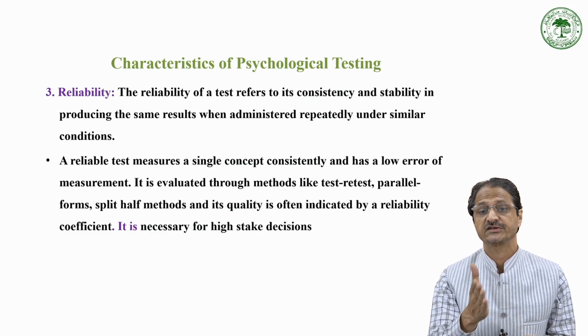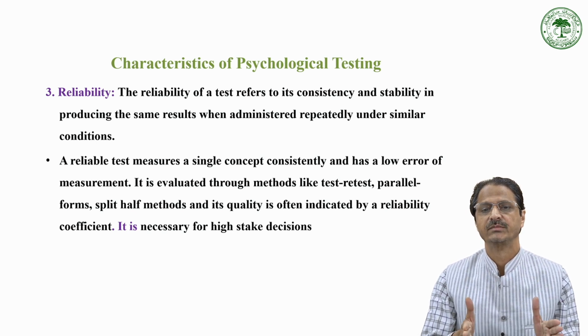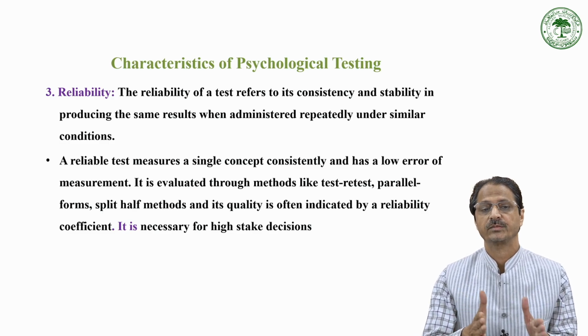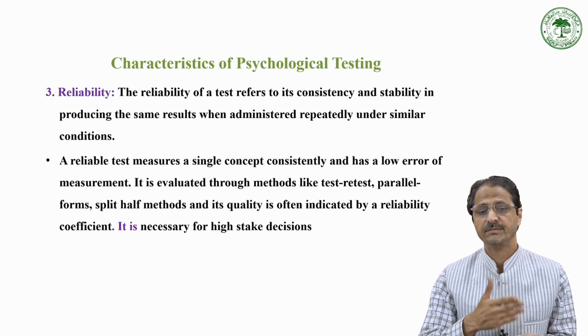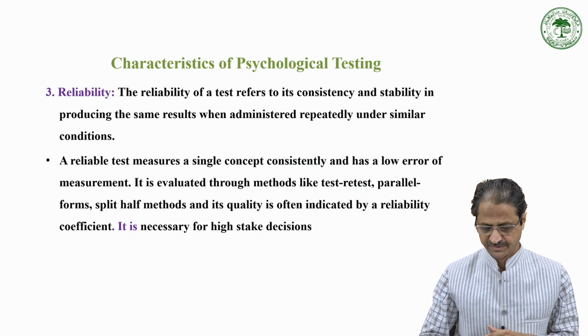Consistency of scoring is related to the objectivity, and consistency of the result is basically related to the reliability. There is a possibility the test is reliable but may not be objective. So a reliable test measures a single concept consistently and has a low error of measurement.